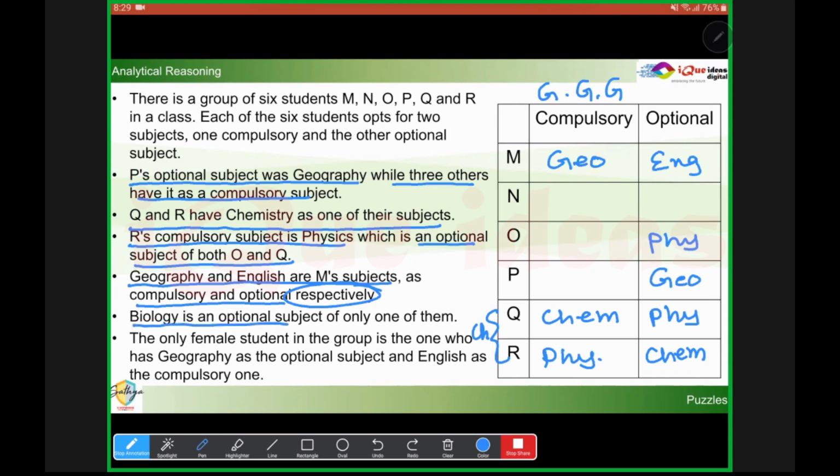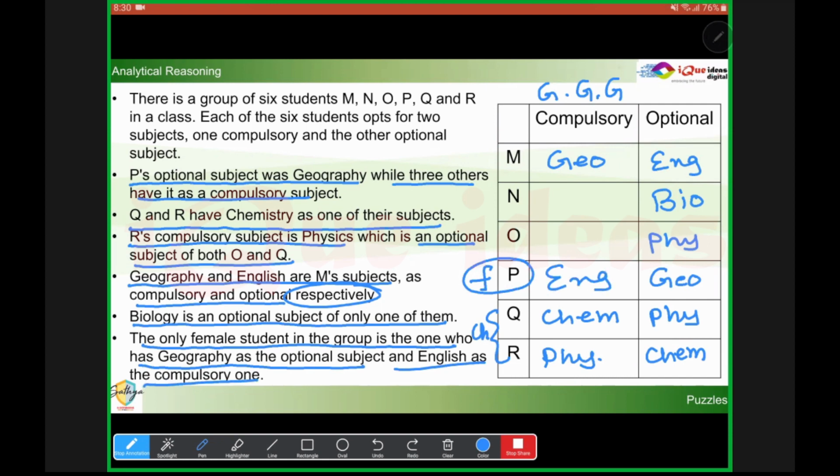Biology is an optional subject of only one of them. So, optional mein ek hi baki hai N. So, obviously, N should have biology as the optional subject. Now, the only female student in the group is the one who has geography as the optional subject. The optional subject geography is only for P. So, P is the only female, which means all the others are male. And English as compulsory. So, P definitely has English as compulsory.